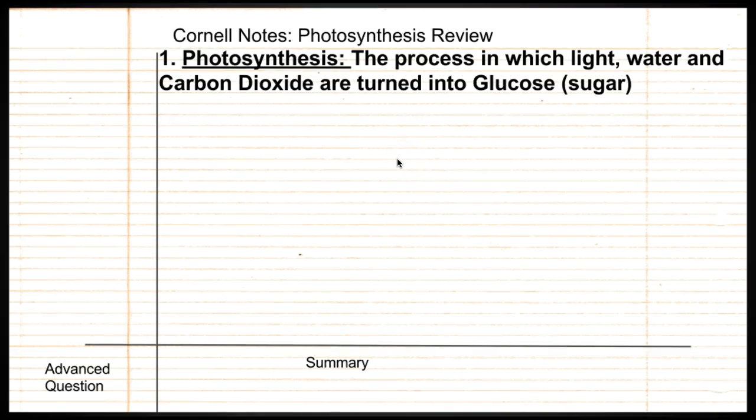So photosynthesis, if you don't remember, it was a process in which light, water, and carbon dioxide are turned into glucose, which is sugar. For number one, you can write, what is photosynthesis?